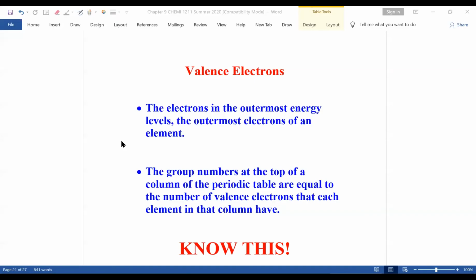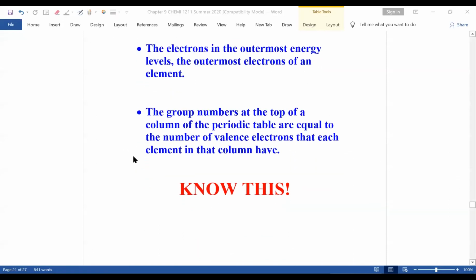But the next topic is extremely important. And that is the valence electrons. And what are the valence electrons? You should know the valence electrons are the outermost electrons of an element. They're designated by the group number on top of the column of the periodic table, which is equal to the number of valence electrons that each element in this column has. You should know this.